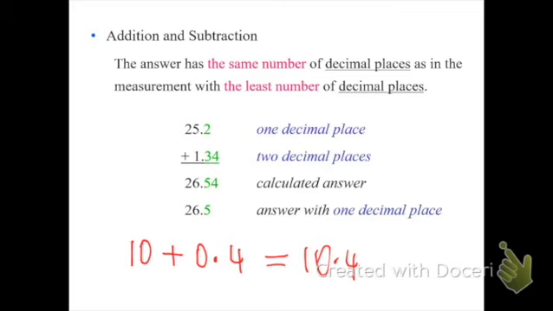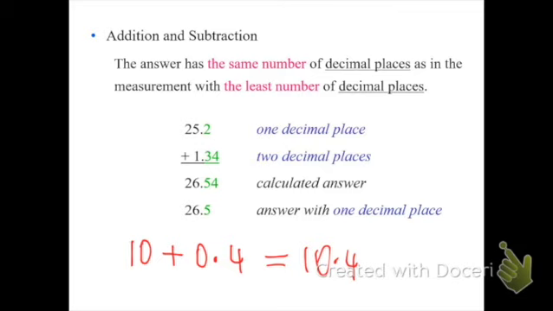Because right now, I want you guys to forget about what makes sense. Rules. The least decimal place. Okay, so which one? The first one has how many decimal places? None. The second one has? One. So the answer should have? None. It's not a decimal place though.